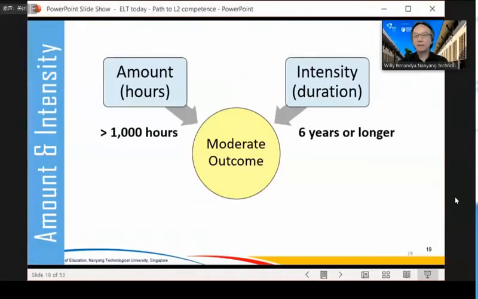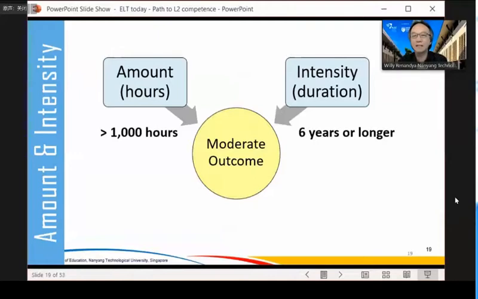On the left-hand side, we have the amount, the number of hours of instruction that our students receive. Roughly 1,000 hours, or slightly more than 1,000 hours. The question is, is that enough? The answer is yes, that is enough. More than enough to get the students to a moderately high level of proficiency in the English language.